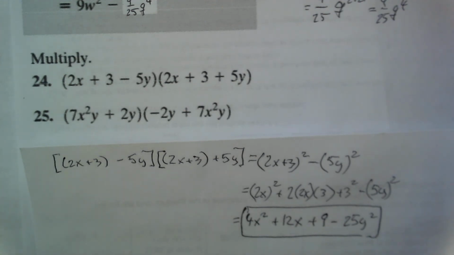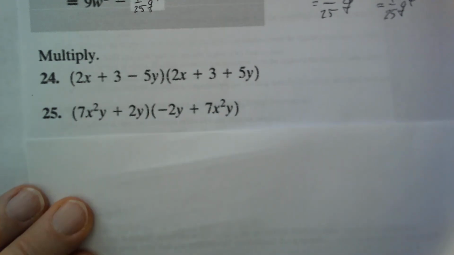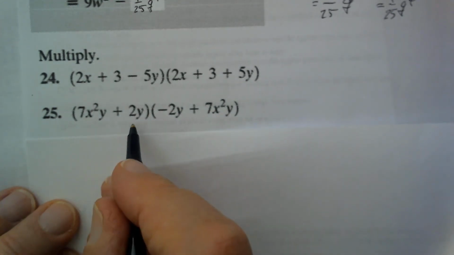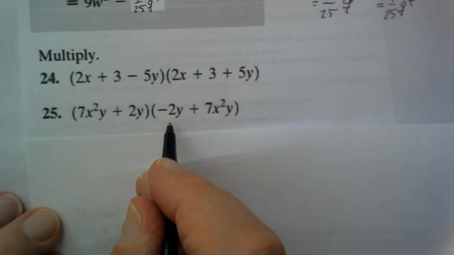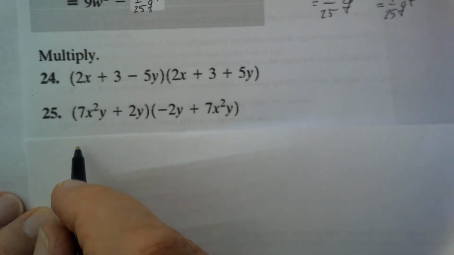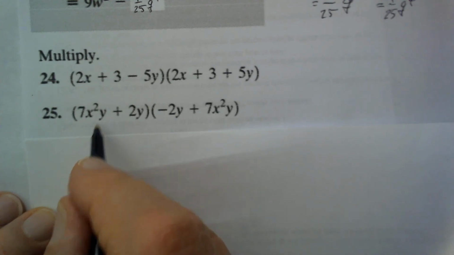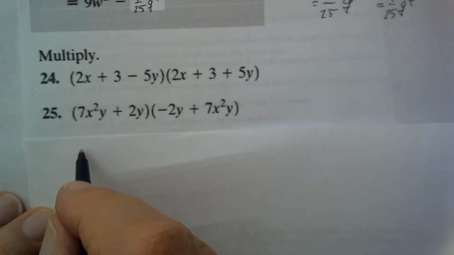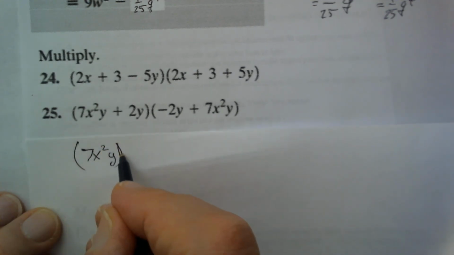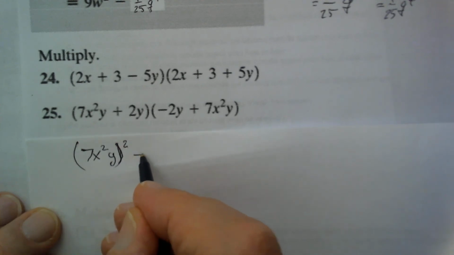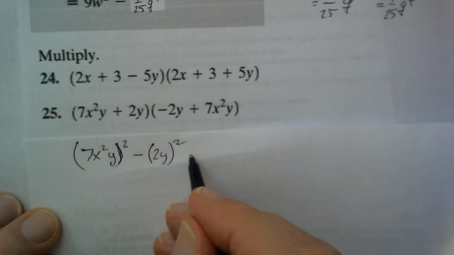Now the next one is exactly like the example we used before. This is already in the form a plus b times a minus b, except the minus sign is here, but it really applies the same way. So instead of a, we have 7x squared y, so it's a squared minus b squared, 7x squared y squared minus b squared, and b is 2y, so minus 2y squared.